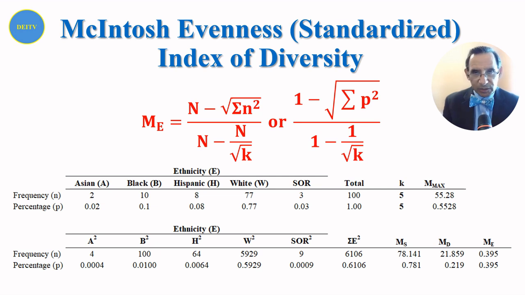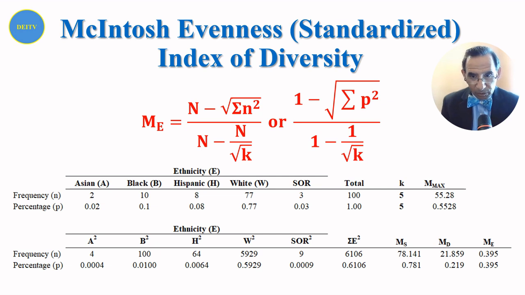If you're using percentages, then to obtain the McIntosh evenness score or standardized score is going to be 1 minus the square root of the sum of each probability or percentage squared. Divide that by 1 minus 1 divided by the square root of K, the number of groups or categories. So here, as I mentioned in the last slide, the maximum value is 55.28 if you're using frequencies. If you're using the percentages, then it's 0.5528.